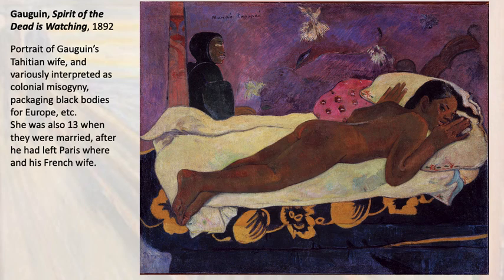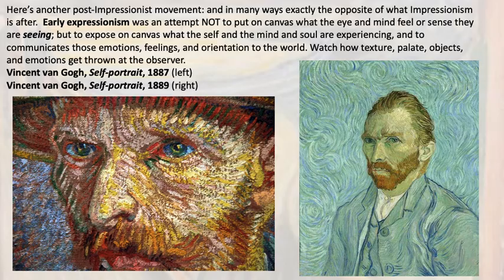And this can be interpreted many ways as misogyny, as a packaging of black bodies for European consumption. It's worth noting that Gauguin's Tahitian wife was 13 when they were married, and that was after he had left Paris and his wife back in France. So, as I said, lots of challenging and even problematic elements to Gauguin's work. And it also shows what was going on in culture and art of the time. Let's move then to Van Gogh.